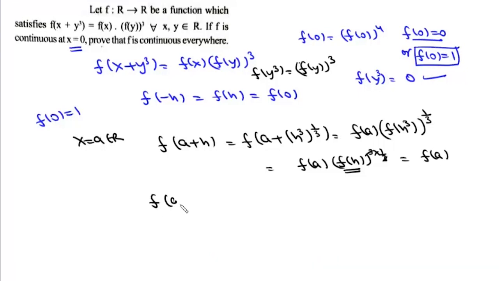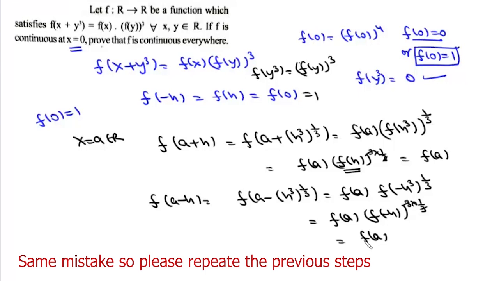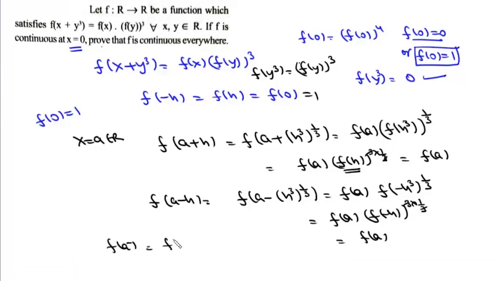In the same way, if we write f(a minus h), it will be f(a minus h cube to the power 1 by 3). So it is f(a) and then f(minus h cube) to the power 1 by 3. Using the same logic, we can write f(a) and this is f(minus h) cube to the power 1 by 3, and f(minus h) is f(0) and f(0) we have taken as 1. So this is also equal to f(a). So in this case, f(a) negative is equal to f(a) positive and they are equal to f(a). So this function is continuous everywhere.